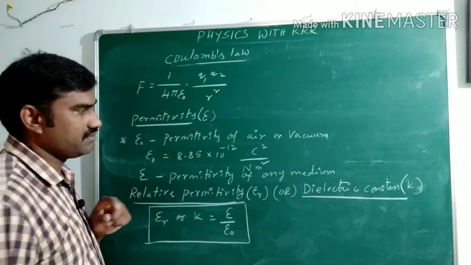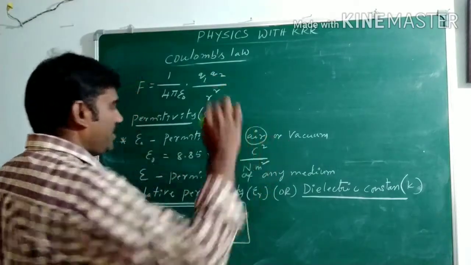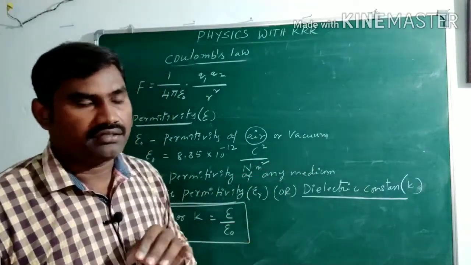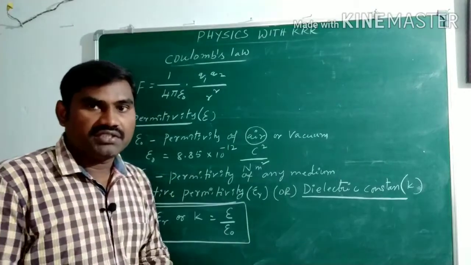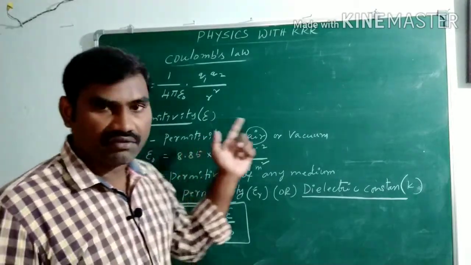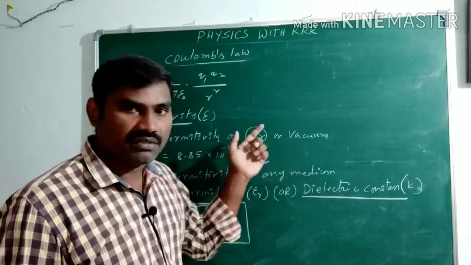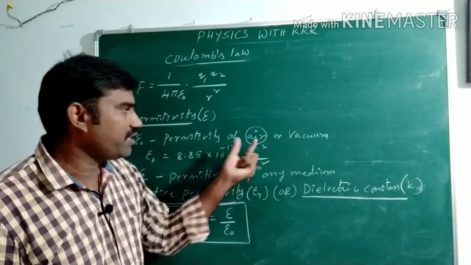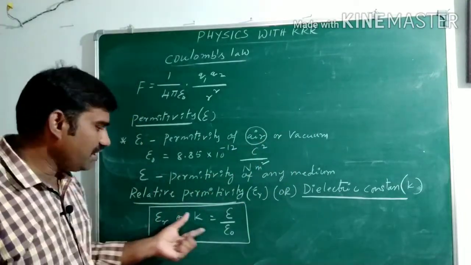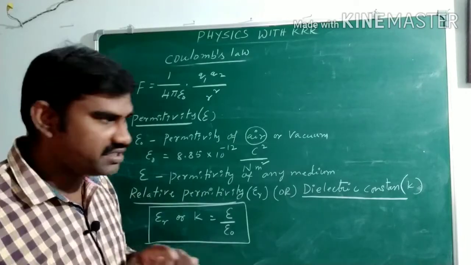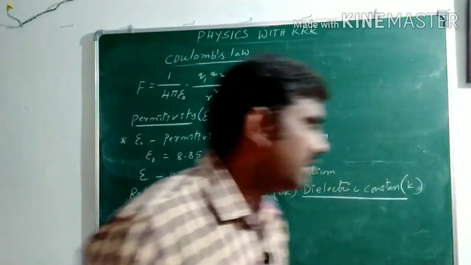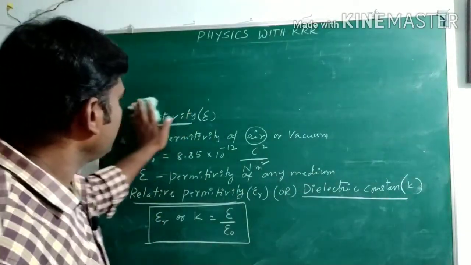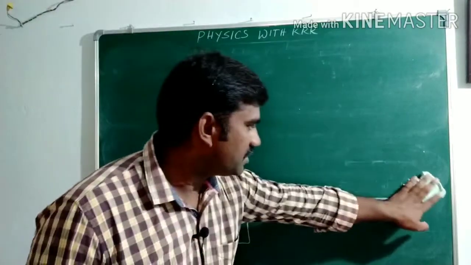Strictly speaking, the permittivity of air is somewhat higher than that of vacuum. In general, while calculating numericals, we will take them as the same. If they mention specifically free space or vacuum and air, then air has somewhat more permittivity than free space or vacuum, so we have to consider that point. So this is called relative permittivity. Based on this point, we are going to discuss how the electrostatic force is affected by the medium between the two charges.